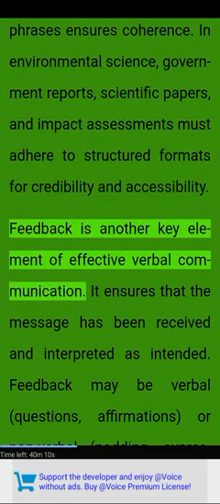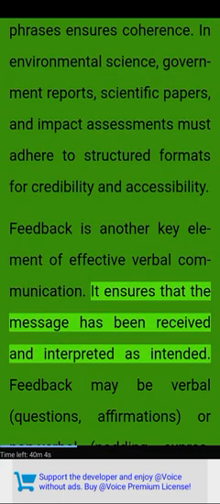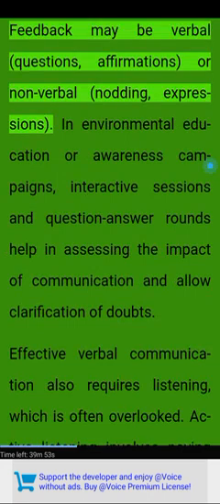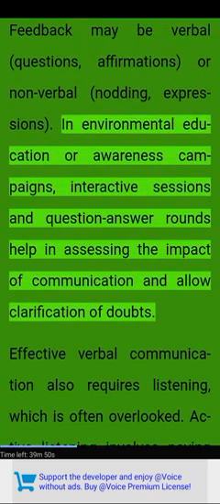Feedback is another key element of effective verbal communication. It ensures that the message has been received and interpreted as intended. Feedback may be verbal questions, affirmations, or nonverbal nodding expressions. In environmental education or awareness campaigns, interactive sessions and question-answer rounds help in assessing the impact of communication and allow clarification of doubts.